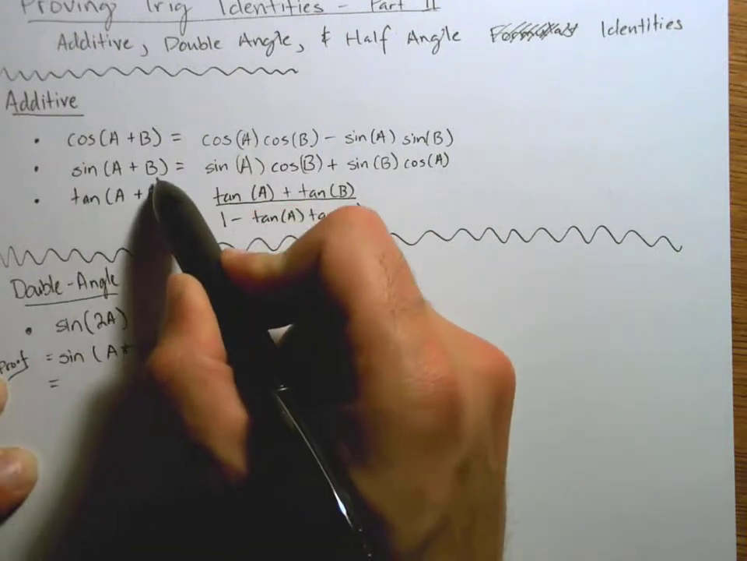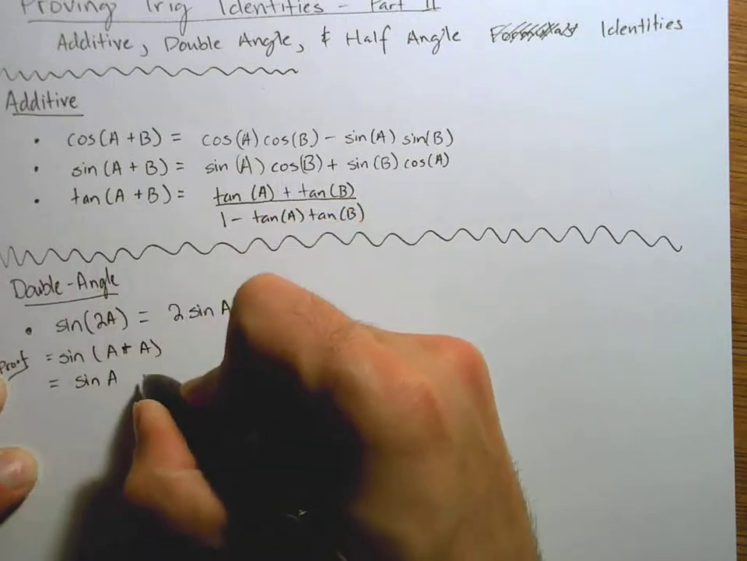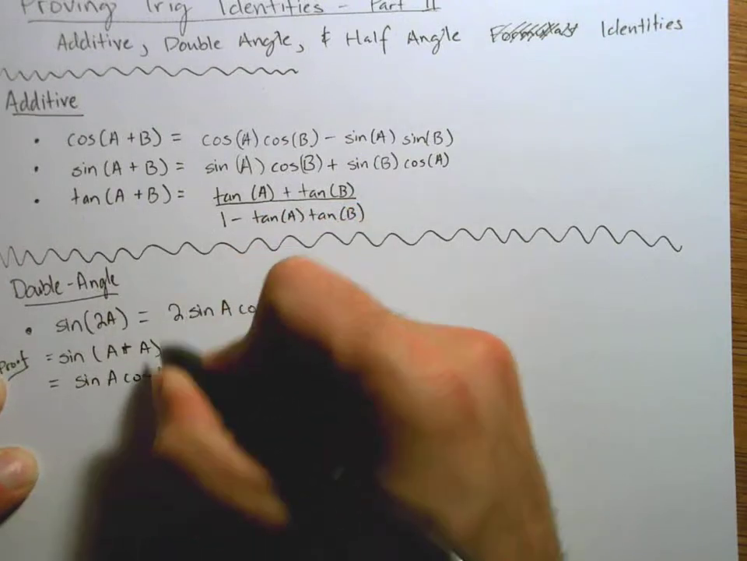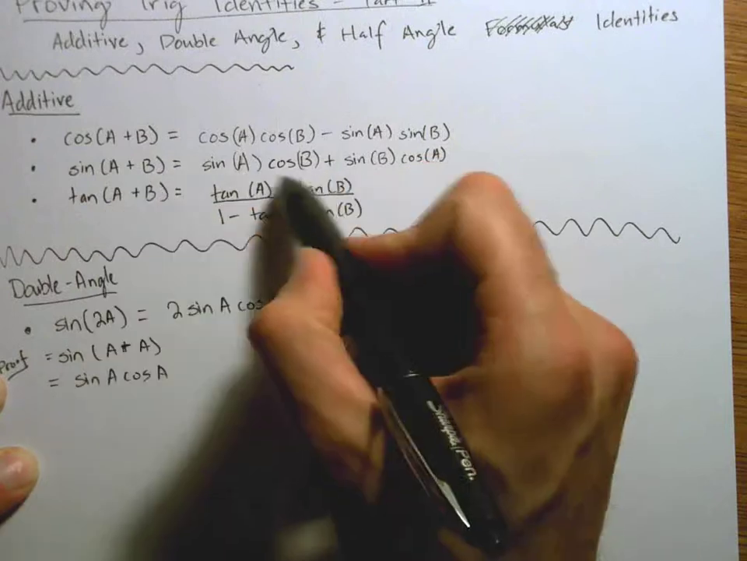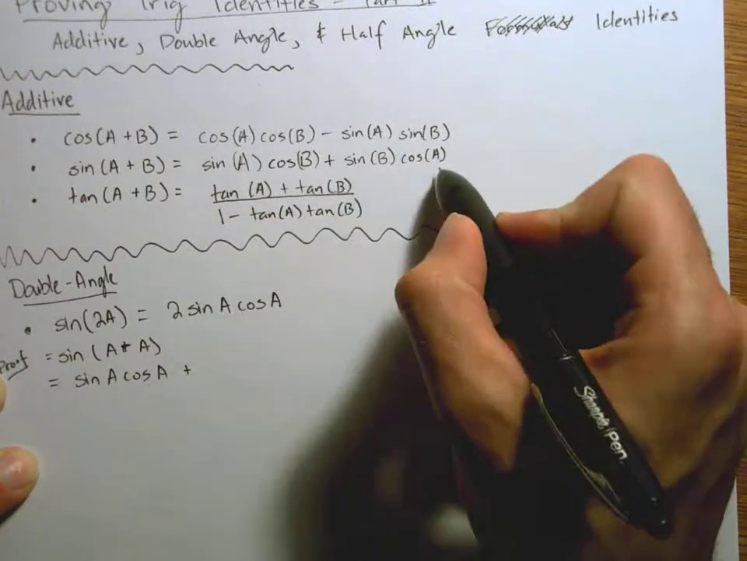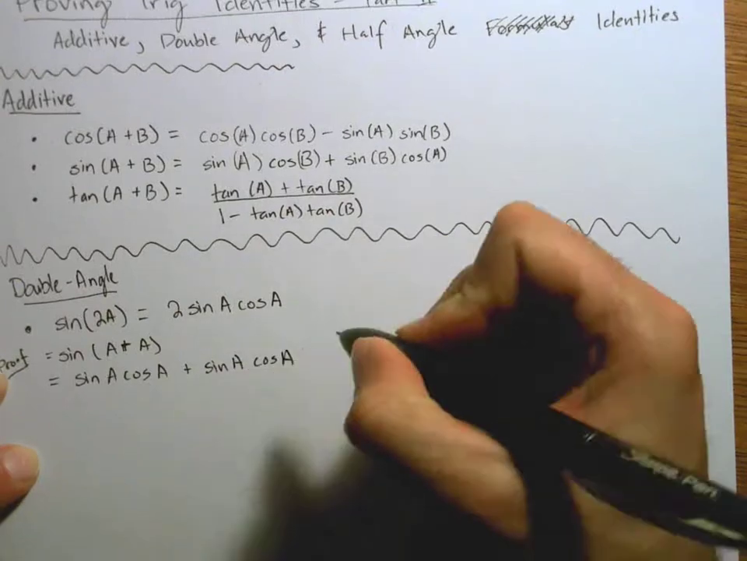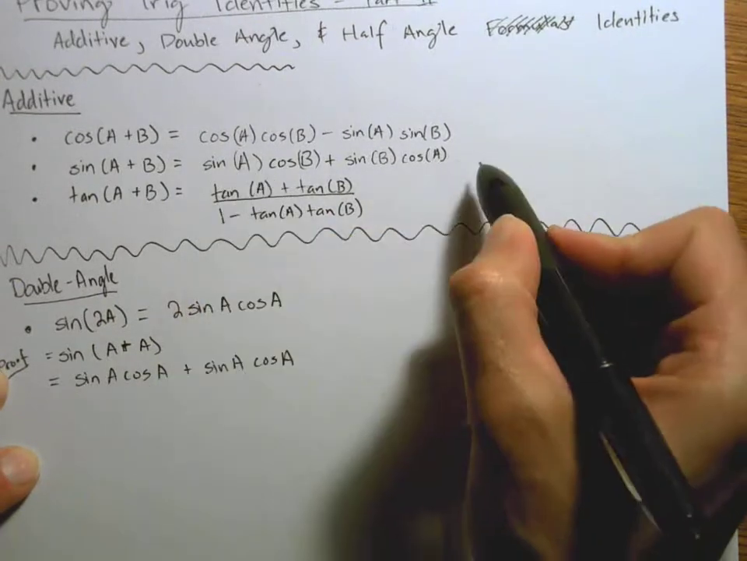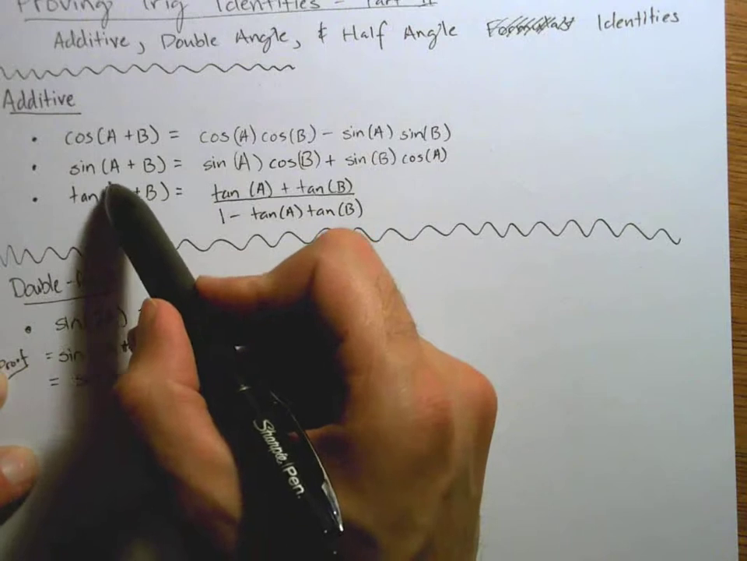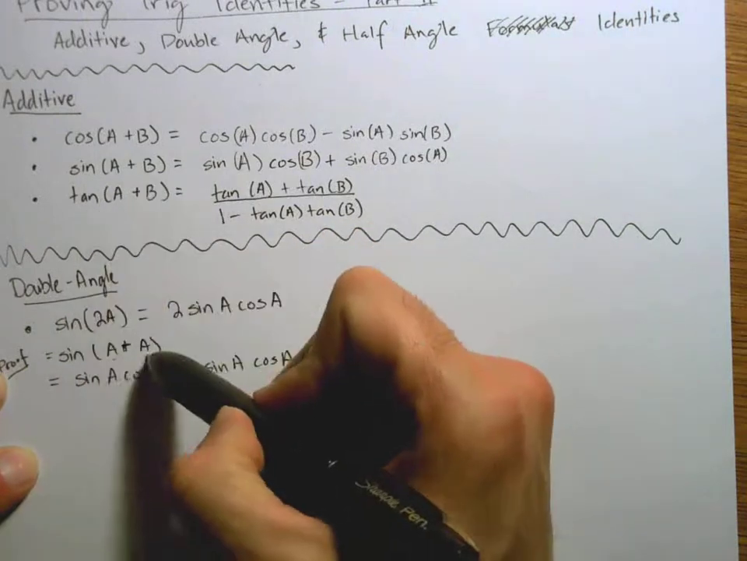According to the formula right here, sine of a plus b is the same thing as saying sine of a cosine of b plus, what does the rest of it say? Cosine of a sine of b. Now, why do all of these say a and this says a and b? Because here, we're adding two different angles, a and b. Here, we're adding the exact same angle, so I just get to write a in all those spots.